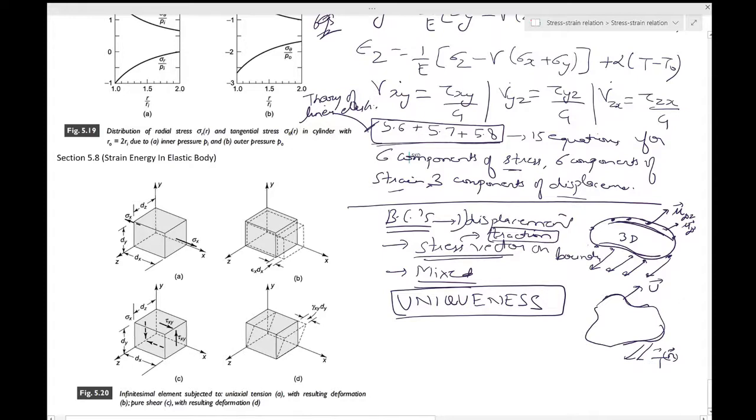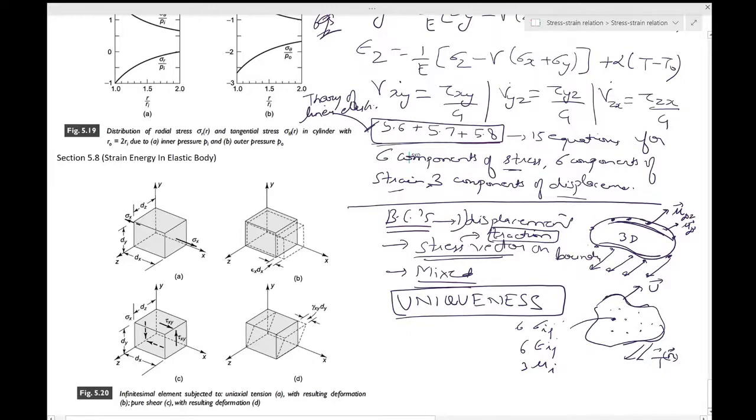Then at any given point you will have a stress, a strain and a displacement, and that is what you were trying to find. 6 of this, 6 of this, 3 of this. They will all be unique at this given point. They will be unique at any given interior point.